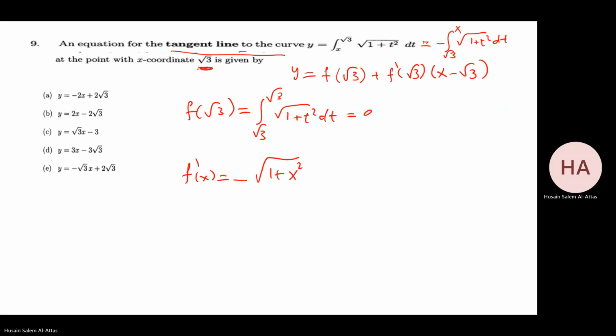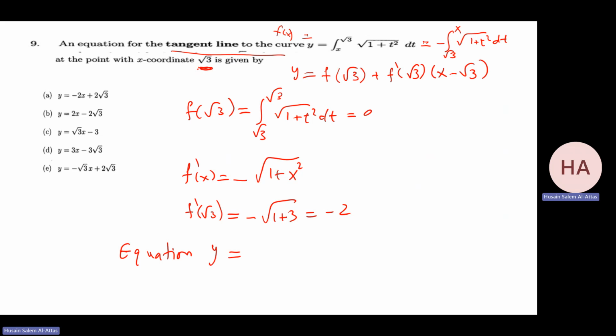Okay. So what I need is f prime. This is equality f of x. So f prime at square root of 3 will be minus square root of 1 plus 3, which is minus 2. So the equation will be y equals f of square root of 3, which is 0, minus 2 times x minus square root of 3. So it's minus 2x plus 2 square root of 3, which is this.